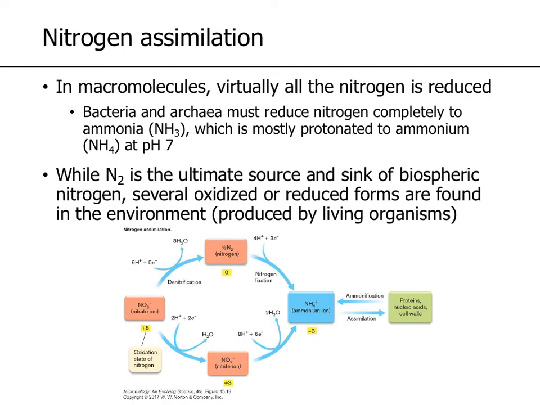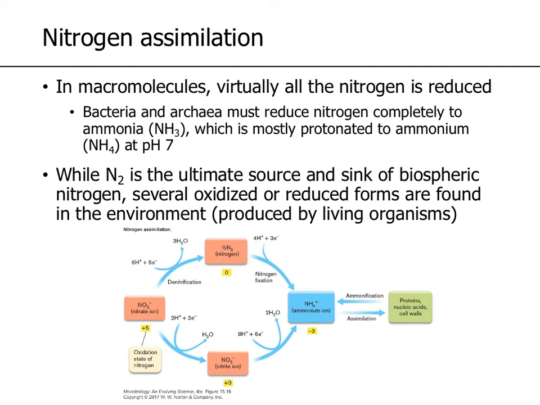All right, so the other key thing is, we've talked about carbon dioxide and getting carbons, but where do we get the nitrogen from? So in macromolecules in the cell, virtually all of the nitrogen is reduced. So the bacteria and archaea must reduce the nitrogen completely to form ammonia, which is mostly protonated to ammonium at pH 7, so whatever the state of the cell is at.